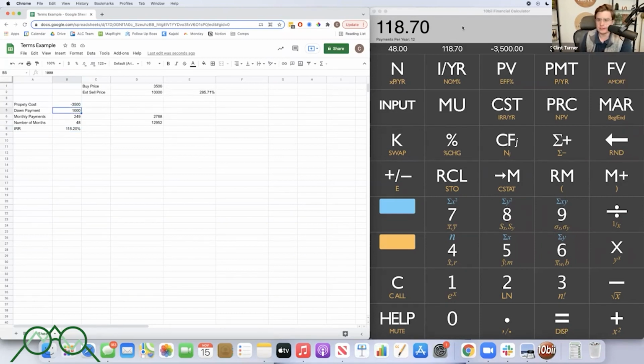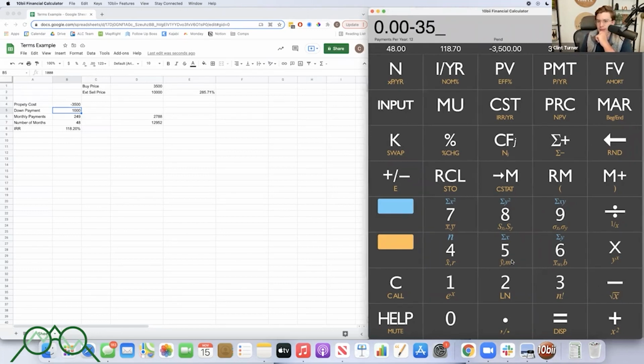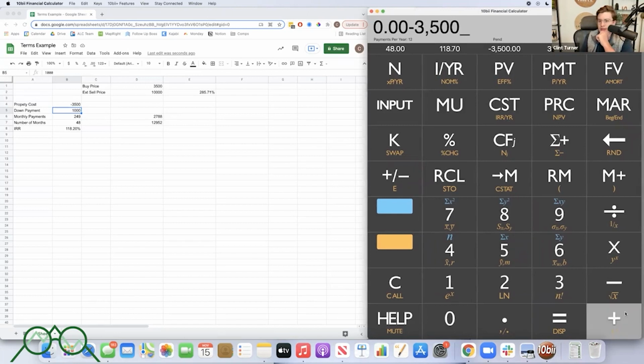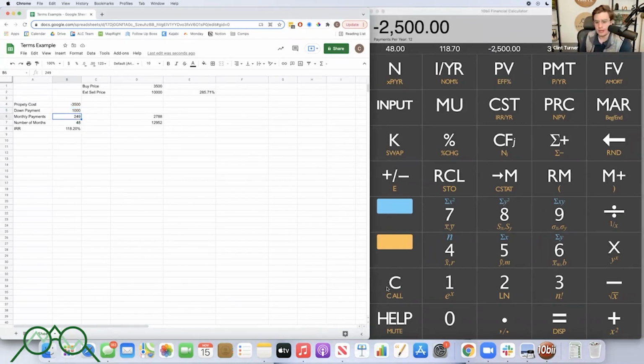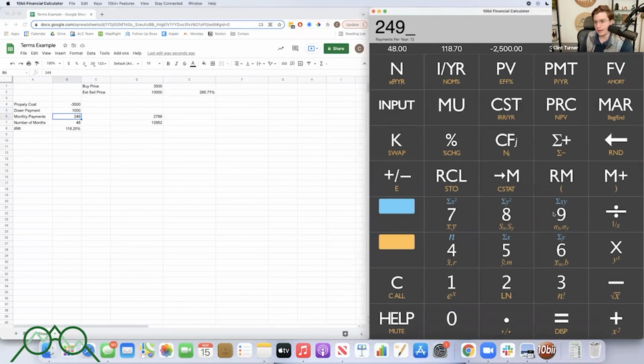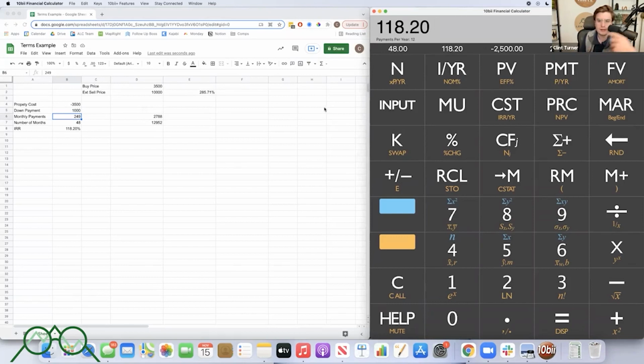So let me show you this over here in this calculator, just so we can all be on the same page. Let's go to present value. Your present value is going to be how much you paid for it plus whatever your down payment is. So here we've got 1,000. Okay, so my present value is negative 2,500. That's how much I'm currently out of pocket for that property when I sell it. I'm going to set that as my present value. I'm going to use 249 for my payments, and then I'm going to use 48 for the term. And you'll see this cranks out the same number.